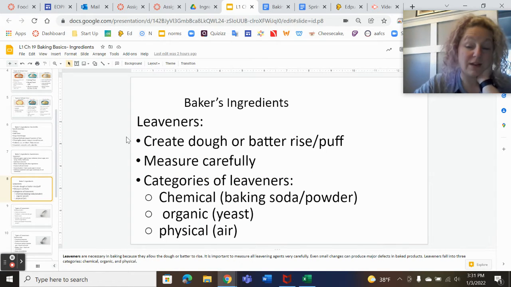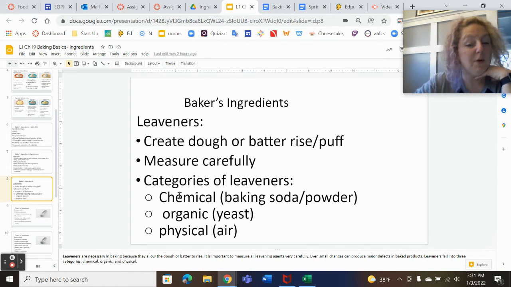Leaveners. A leavener makes things puff, and so a leavener is going to make something rise. That's the difference between bread and a cracker. These need to be measured very carefully because leavener really plays a big impact on your baked good, and a little bit too much can go a long way. There are 3 different categories of leaveners.